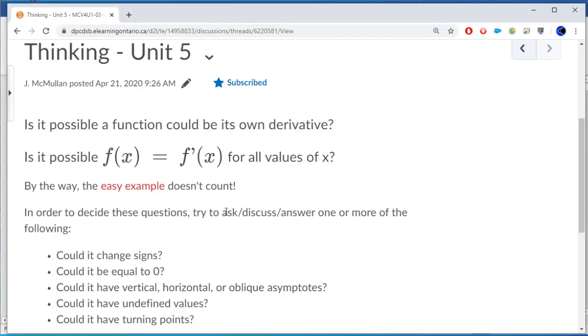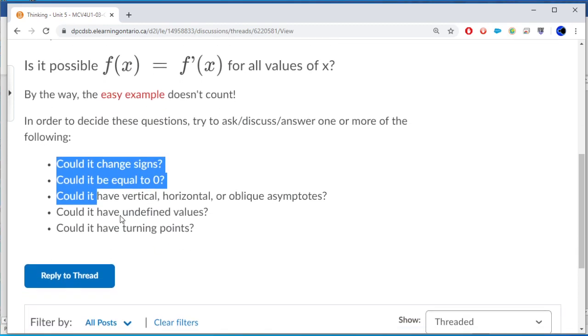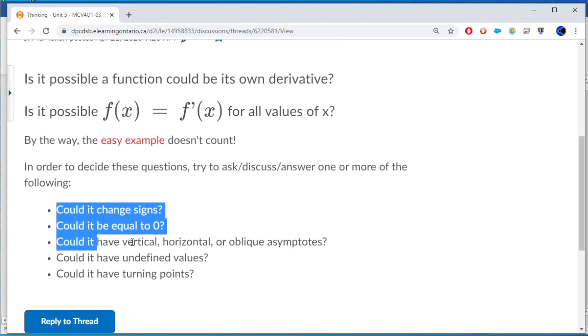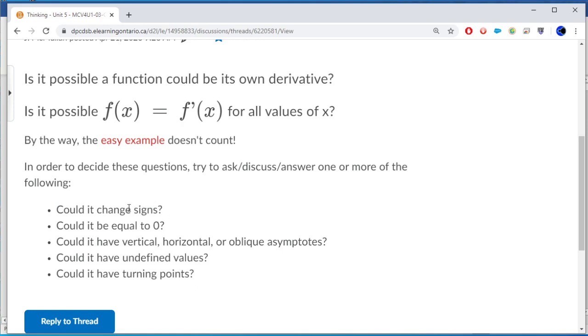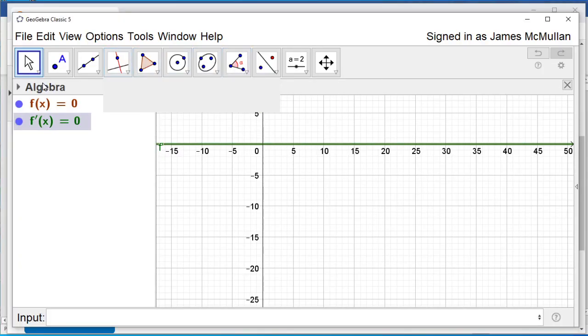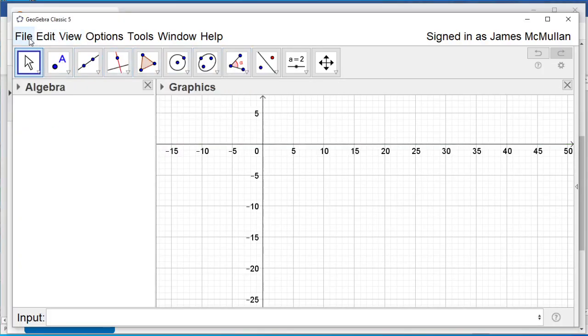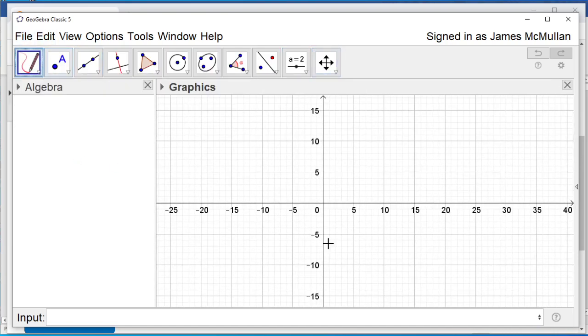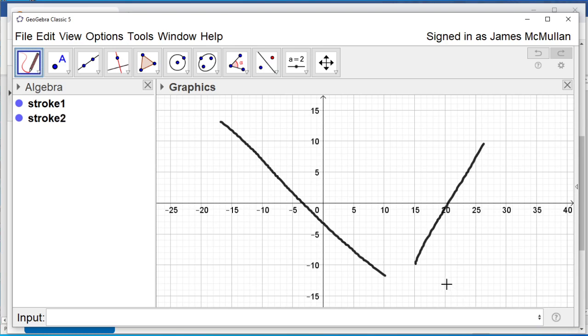So that was a straightforward one, but some of these questions are really worth thinking about. Could it change signs is a fascinating question. Imagine what happens when a regular function changes signs. Let's just use the pen here for a sec. In order for a function to change signs, it has to either decrease through the axis, or it has to increase through the axis.